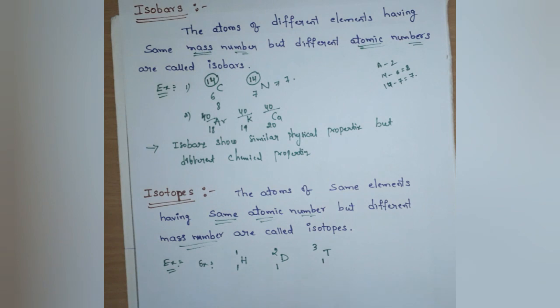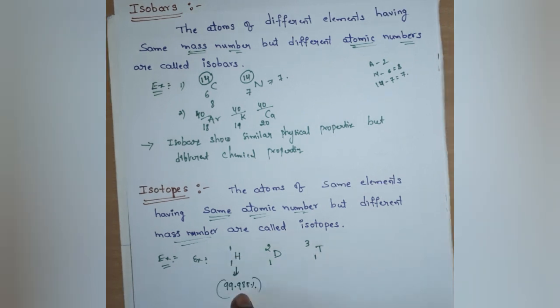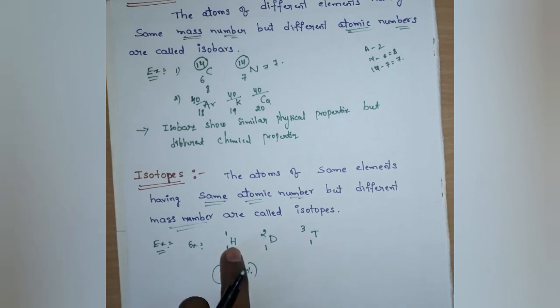Consider the hydrogen atom. 99.985% of hydrogen atoms contain only one proton. This isotope is called protium, and it is indicated by H.